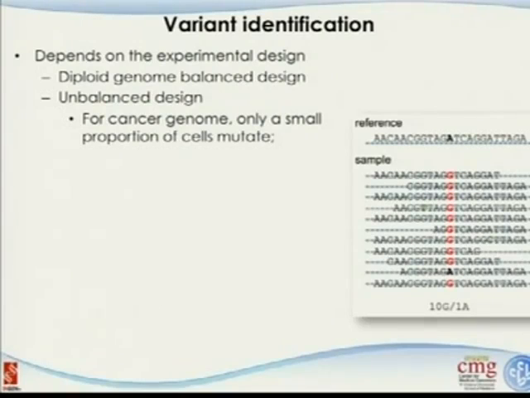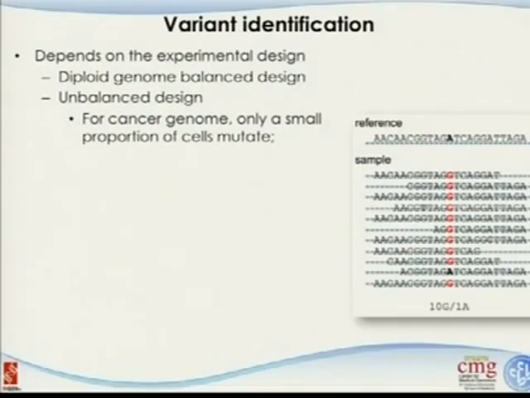If this is for the balanced design, diploid genome balanced design, this is going to be a G, homozygous. And the A is probably an artifact here, although the reference genome is A. The only reason for that is we are expecting half from the first allele, half from the second allele. They cannot be that imbalanced.